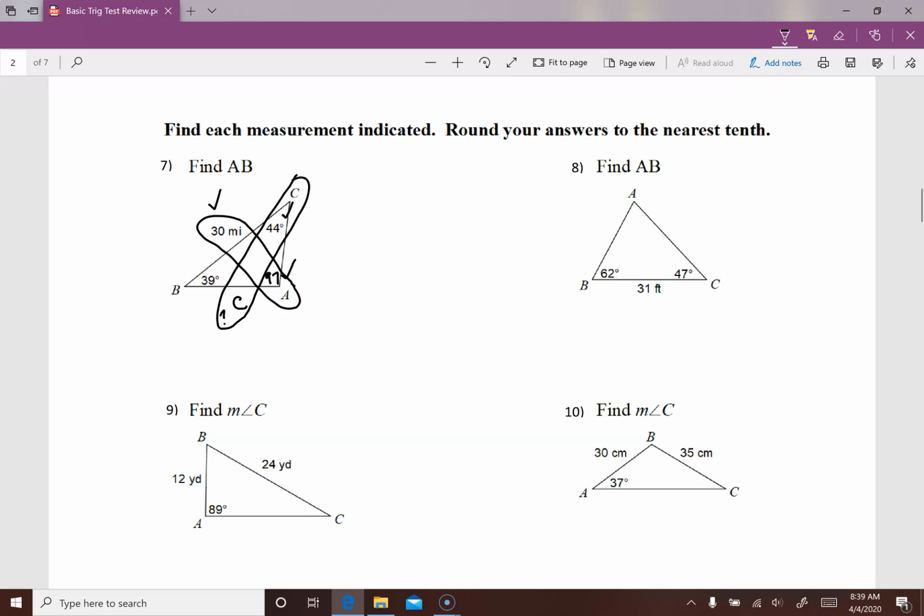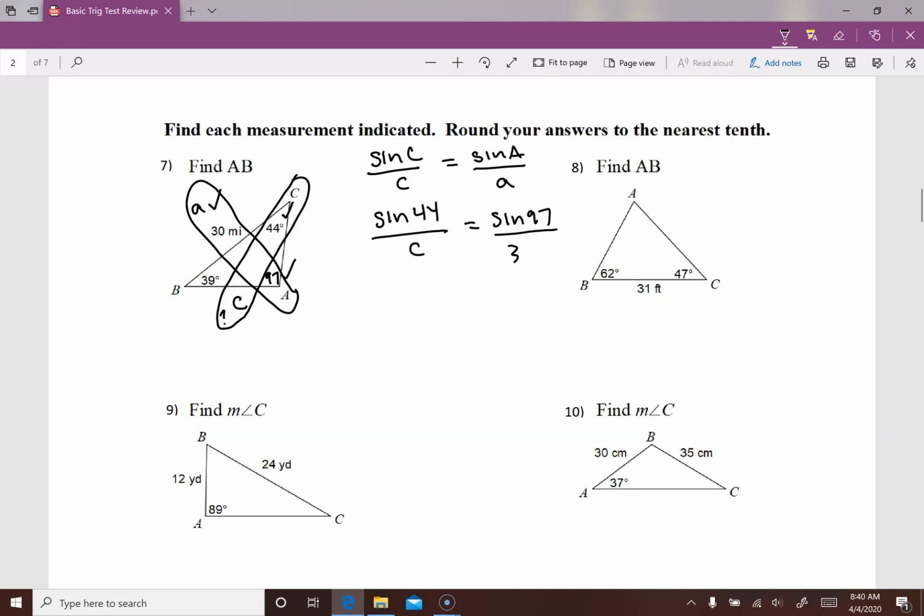That's going to be sine C over C equals sine A over A. So my sine C over C is going to be sine of 44 over C. And I didn't label this, but this is my A because it's across from my angle A. All right. So I've got sine A, which is going to be sine of 97 over 30.